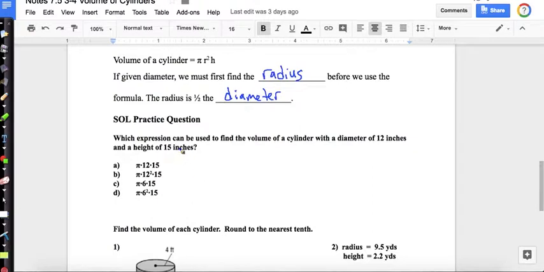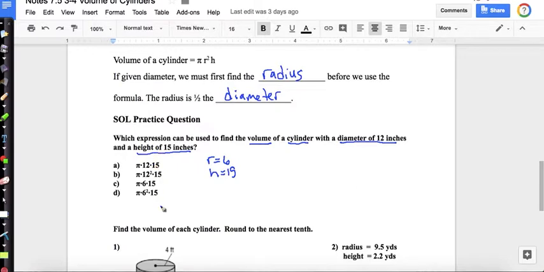It says, which expression can be used to find the volume, underline volume, of a cylinder with a diameter of 12 and a height of 15? So what I always like to do is, once I know what formula, volume of a cylinder, I look at the formula and I know I need r and h. Well, they gave me diameter. So what's half of 12? Good, 6. So the radius is 6 and the height is 15.